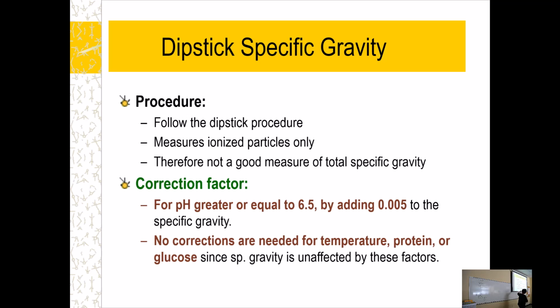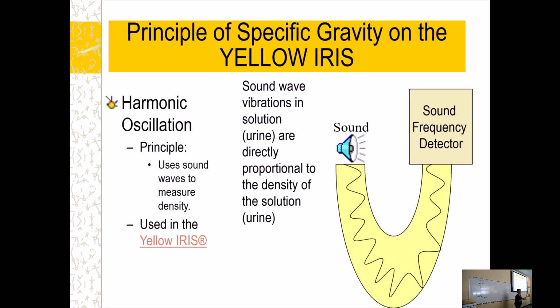So for the correction factor for the dipstick, any pH greater than or equal to 6.5, we have to add 0.005 to the specific gravity of the dipstick. No corrections are needed for temperature, protein, or glucose in this situation, refractometer only.